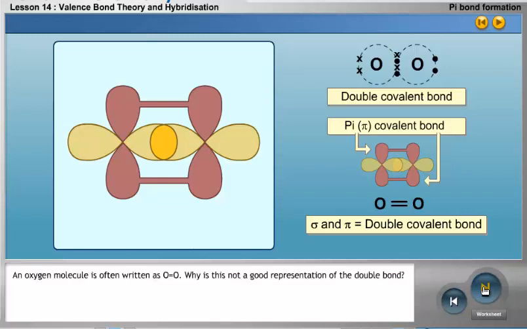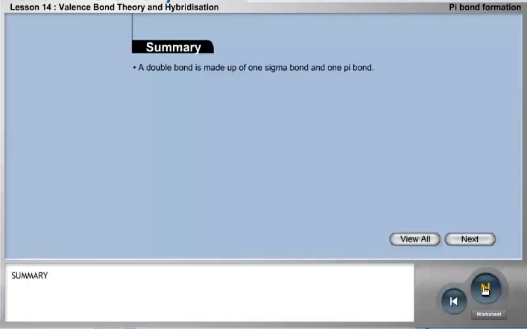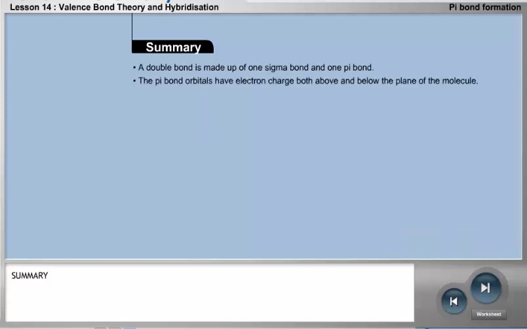An oxygen molecule is often written as O double bond O. Why is this not a good representation of the double bond? Answer: it implies that the two bonds are identical, whereas one is a sigma bond and the other is a pi bond. Summary: a double bond is made up of one sigma bond and one pi bond. The pi bond orbitals have electron charge both above and below the plane of the molecule.